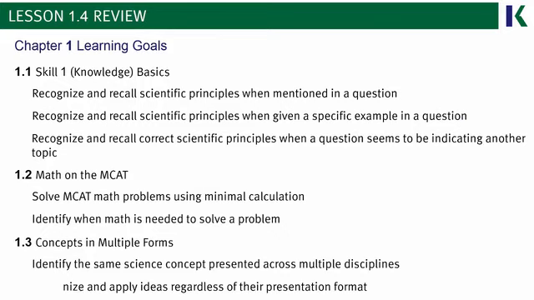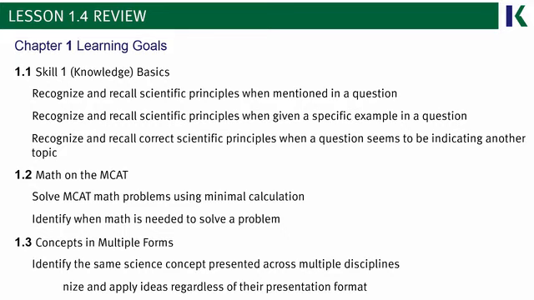Let's end by reviewing all the learning goals from Chapter 1. In 1.1, we looked at Skill 1 questions of varying difficulty. Those that ask you to recall science, those that give you a specific example, and those that were even somewhat misleading. And in fact, we returned to those three types of Skill 1 questions in this lesson.